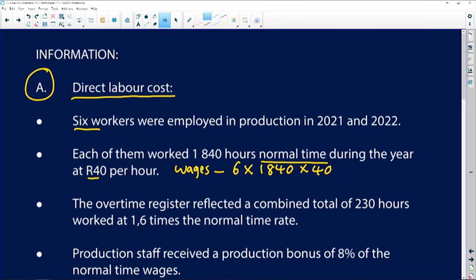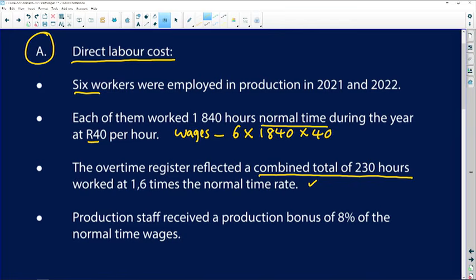Then they go on to tell us the overtime register reflected a combined total of 230 hours worked at 1.6 times the normal rate. So we'll get back to that. And then the last bit of information on direct labour: production staff received a production bonus of 8% of their normal time wages. So we've got normal wages, overtime, and a bonus.